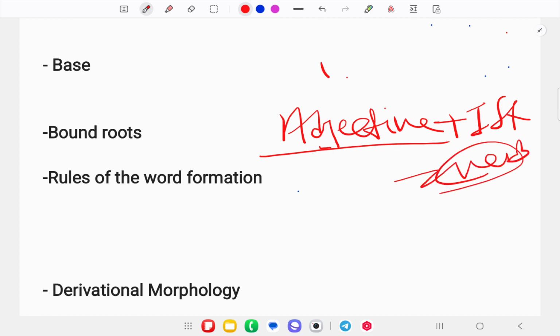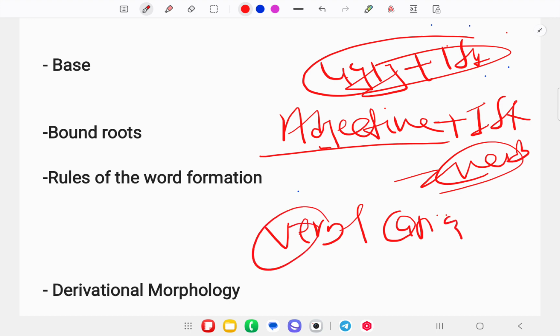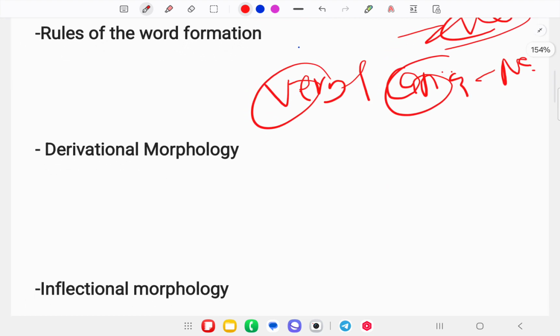Like if you take the example ugly and we attach ify, then this will be uglify. Okay. Next we have verb plus cation. Verb plus cation means when there is any verb and we attach the cation, then this becomes the noun. Okay. Next we have the term derivational morphology.